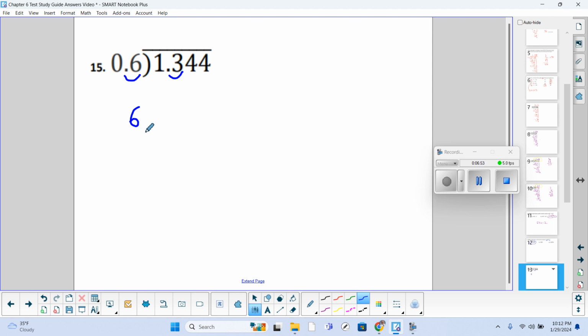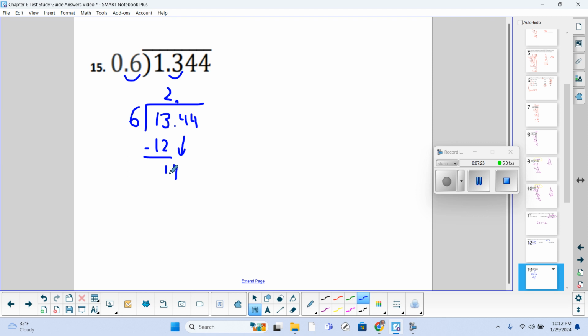So it's really the same as how many times does 6 go into 13.44. Alright, so let's see, how many times does 6 go into 13? That is exactly 2 times. My decimal, my answer is going to go right there. 2 times 6 is 12. Remainder is 1. I bring down my 4.